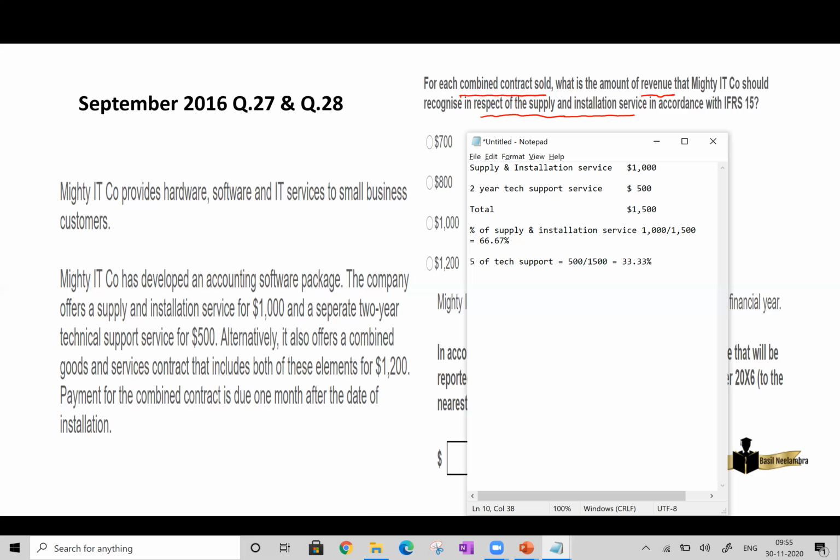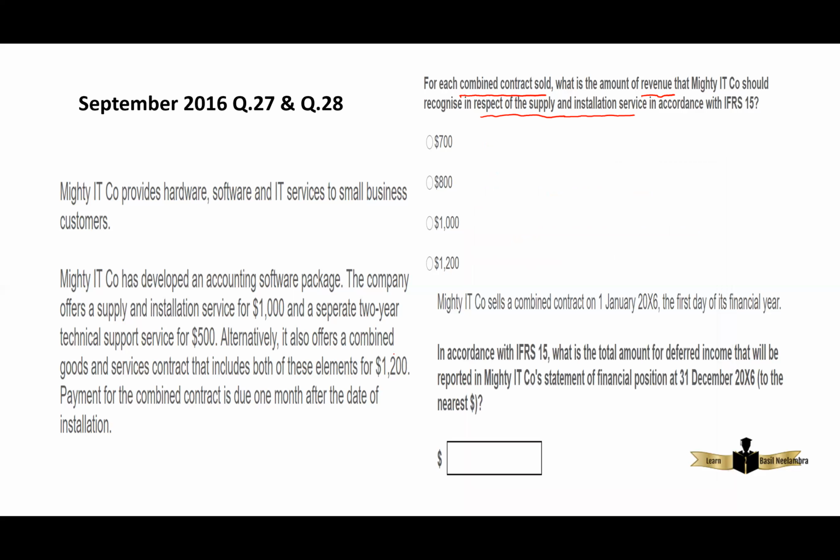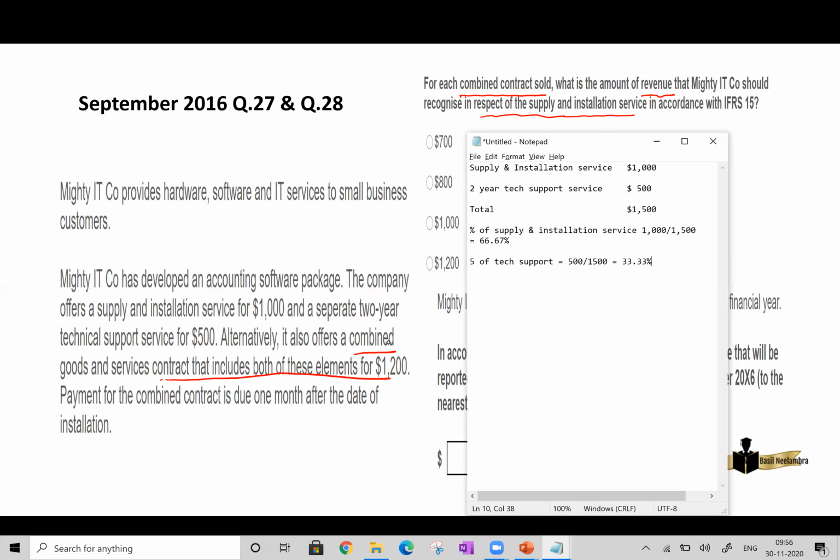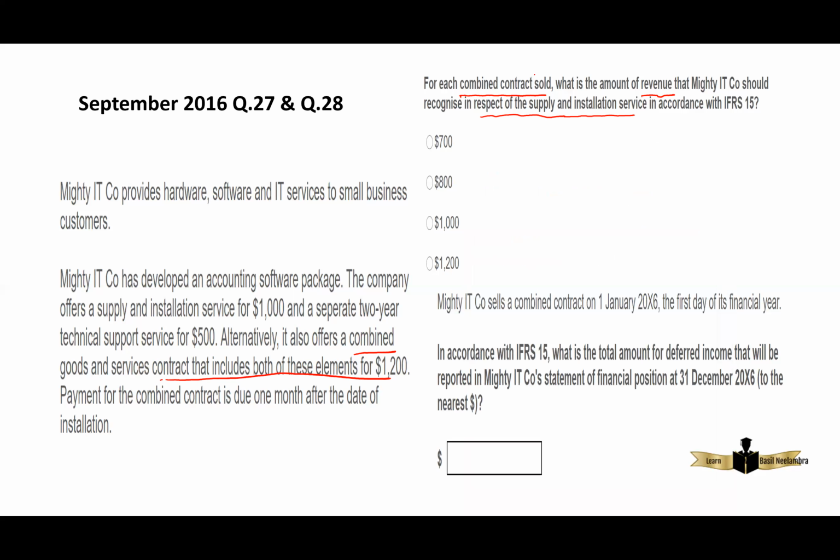Now, how much is the combined? It offers a combined goods and service contract that includes both, for 1,200. So instead of 1,000 plus 500, 1,500, there's a combo offer. You get both for 1,200. Now, the question was: in respect of each combined contract sold, that is 1,200, what is the revenue that you must recognize in respect of supply and installation service?